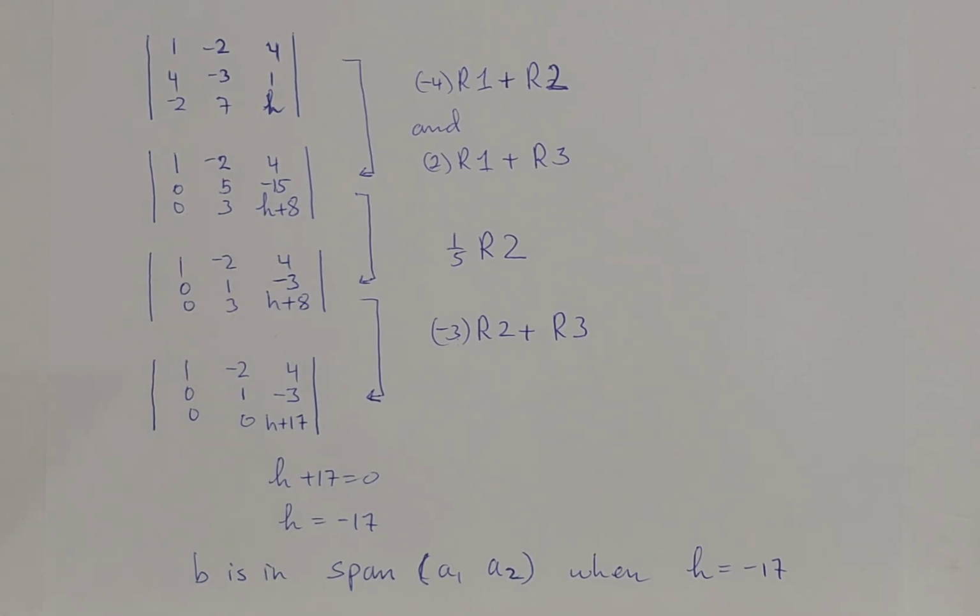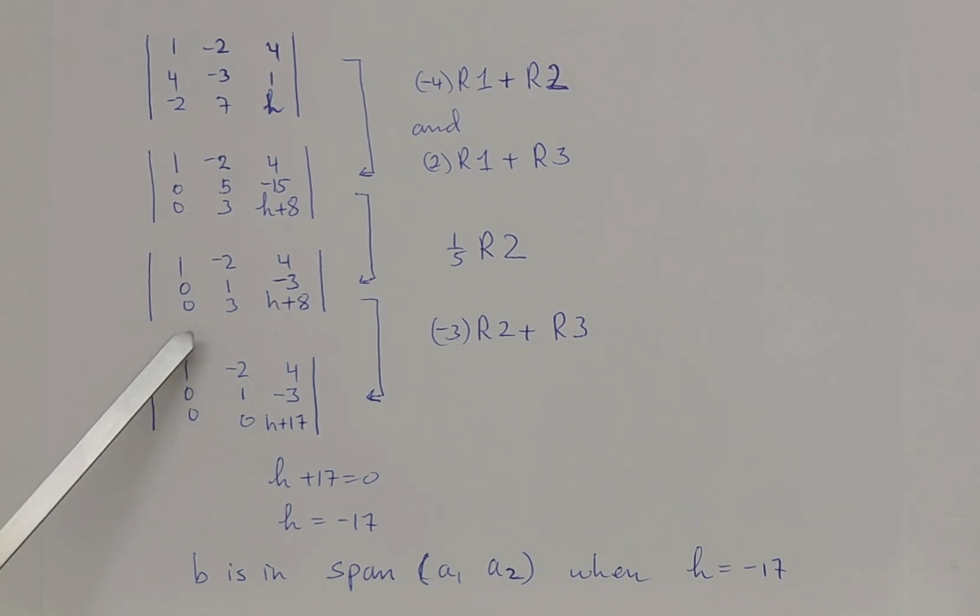Okay? Next, we need this 5 to become a 1. To get a 5 into a 1, we need the reciprocal of 5, which is 1/5. So 1/5 times R2. So 1/5 times 5, which is 1. 1/5 times -15, -3.